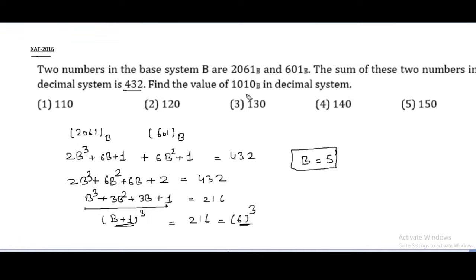If b is base 5, we need to find the value of this number 1010 in decimal. So what is the answer? Answer is 1 into 5 cube, that is 125, then 0, then 1 into 5. 125 plus 5, the answer comes out to be 130.